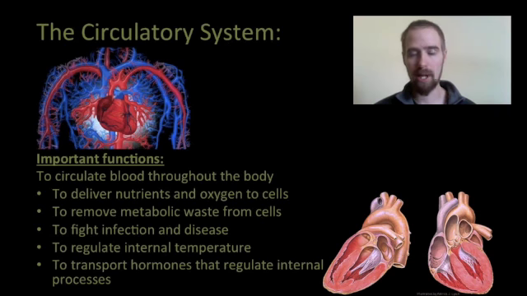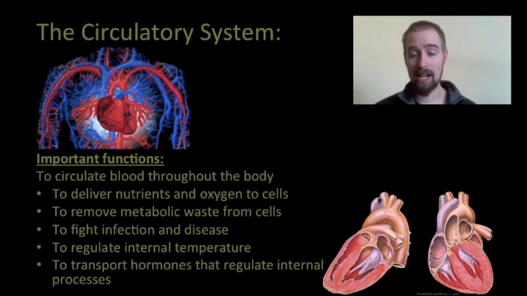And by circulating blood throughout the body, the circulatory system is able to help us deliver nutrients and oxygen to our cells. It's able to help us remove metabolic waste from our cells. It's able to help us fight infection and disease because a lot of the cells that make up our immune system are carried along with our blood by our circulatory system.